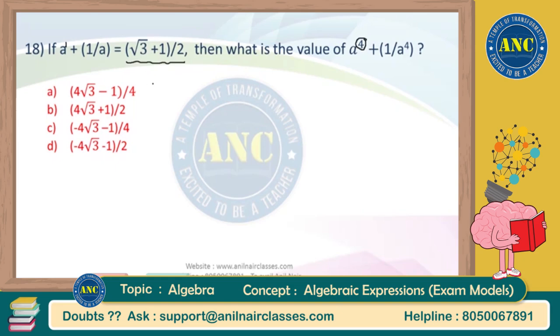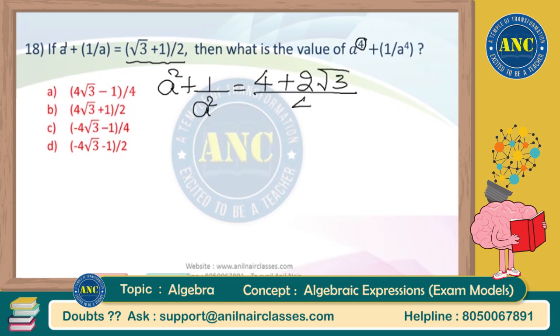Now see here, a plus 1 by a is root 3 plus 1 by 2. I want to find a square plus 1 by a square initially. So if I square this, root 3 plus 1 whole square, it is root 3 square plus 1 square, that means it is 4 plus 2 root 3, whole thing divided by 2 square, which is 4. Then subtracted from 2. That means in a simple way I did the same thing. Nothing extra I did. Only thing, let me simplify it for our better problem solving.